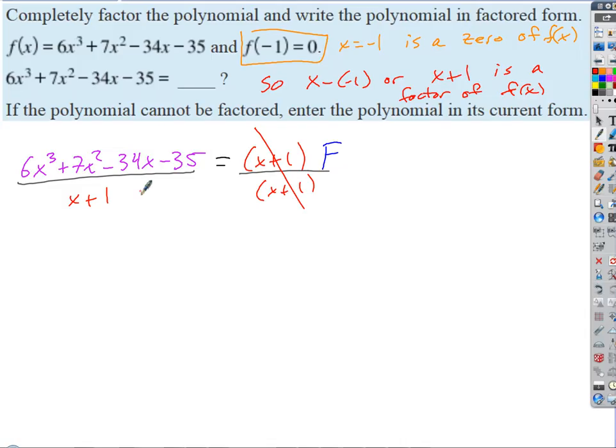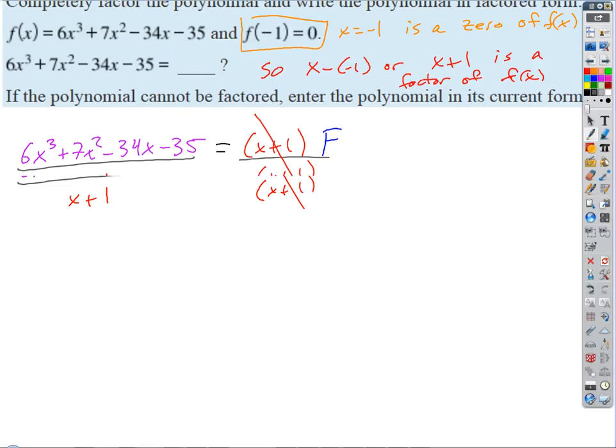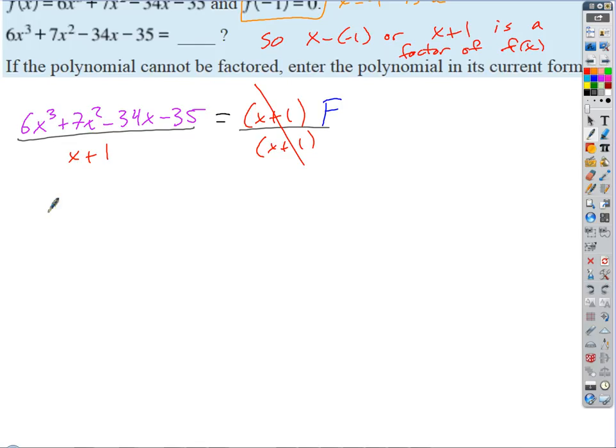So how am I going to get that easily? Synthetic division, right? The bottom is linear, so we don't have to do that ugly long division. We can just do synthetic division. So let's set that up.